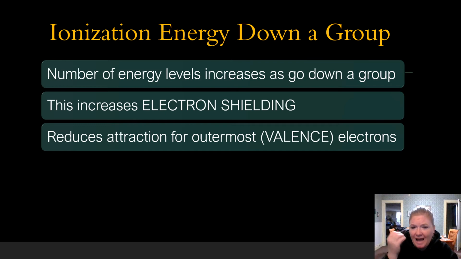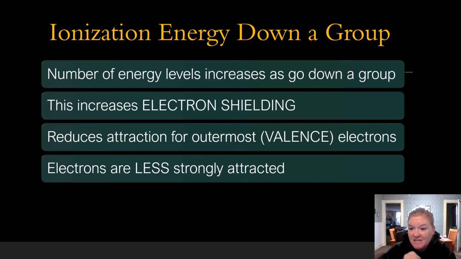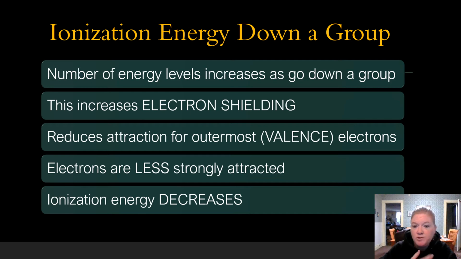So as we have that increased shielding, adding more and more energy levels, it reduces the attraction for the outermost valence electrons. So the electrons are less strongly attracted. Remember, we're only talking about pulling away one of the valence electrons. So the ionization energy decreases.